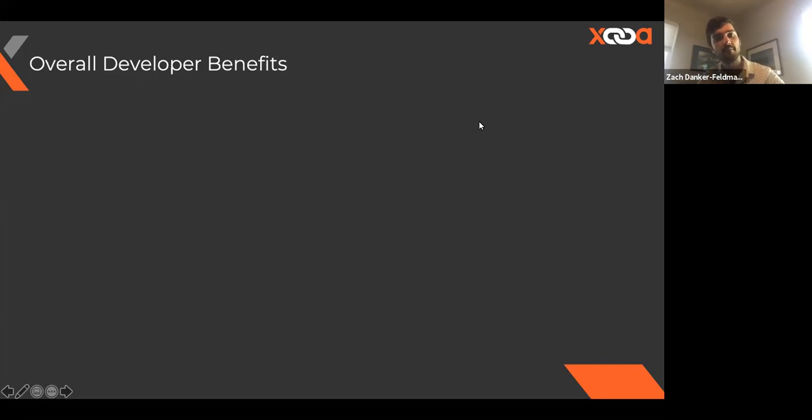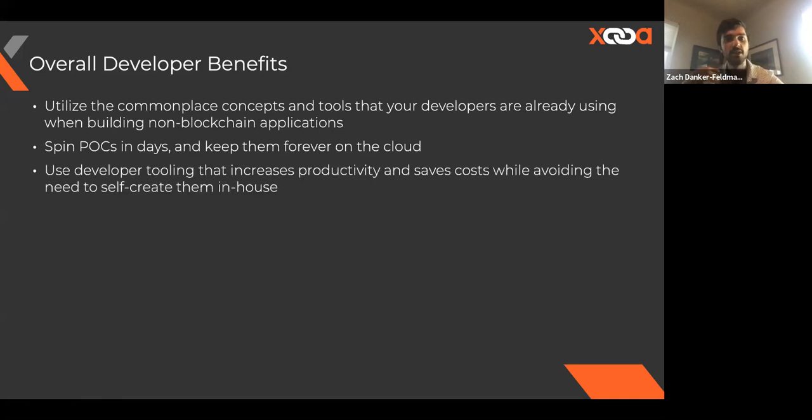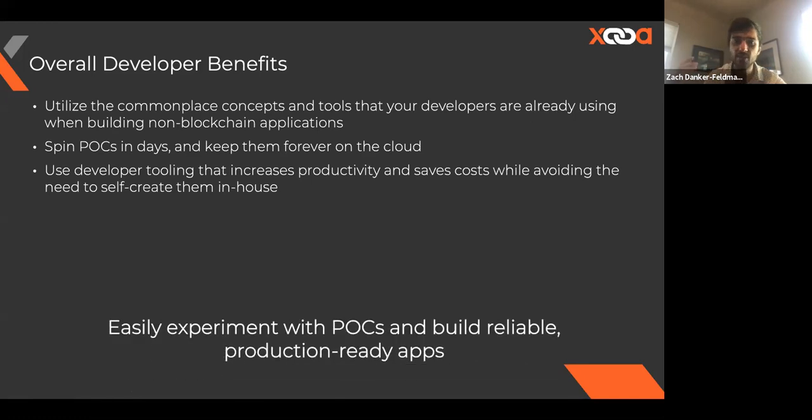For developers, there are several overall benefits for all stages here. You can utilize the commonplace concepts and tools that your developers are already using when building non-blockchain applications. You can spin up proof of concepts in days and keep them forever cataloged on the cloud for future use. You can use developer tooling that increases productivity and saves costs while avoiding the need to self-create them in-house. And overall, that means you can easily experiment with proof of concepts and build reliable, production-ready applications.